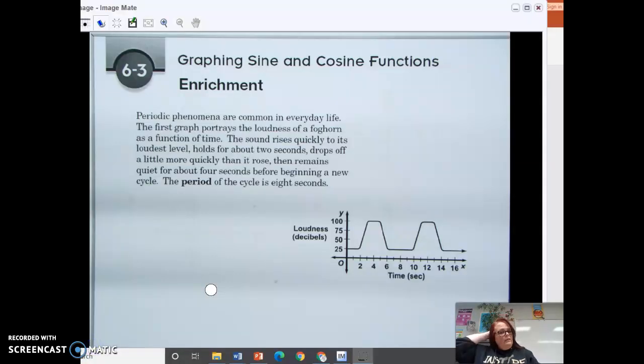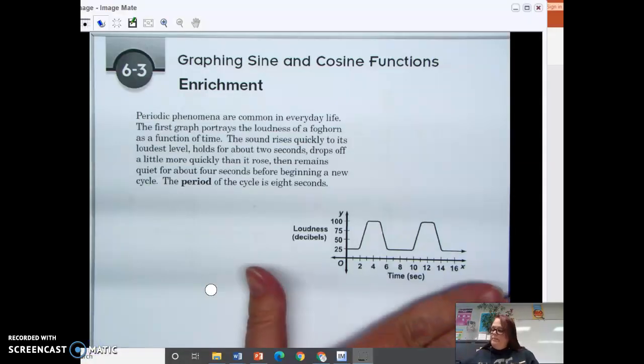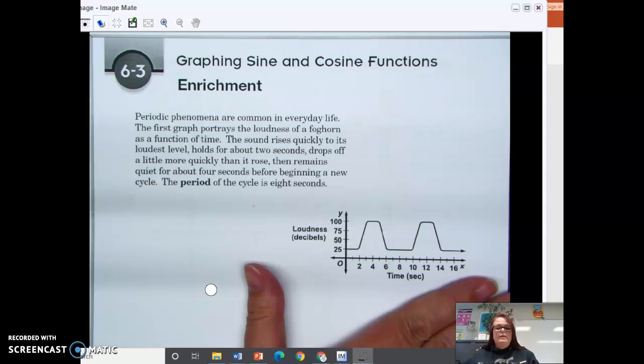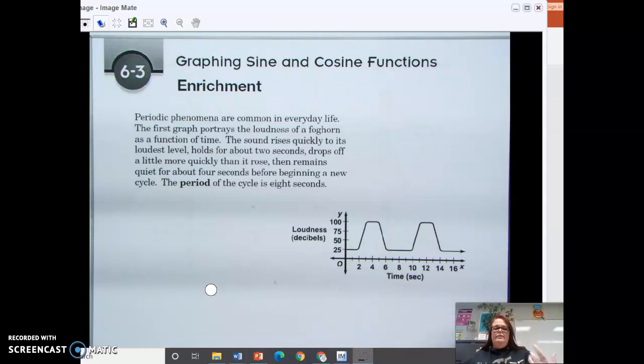So what that can look like is, for example, this is representing a foghorn. So imagine if you're sailing on the coast and there's a lighthouse and there's a bunch of rocks, they have this foghorn to let you know where the rocks are located. So it says periodic phenomena are common in everyday life. So the first graph portrays the loudness of a foghorn as a function of time. So remember, the foghorn spins around. So when it's pointing at the boat, it's going to be its loudest. And when it points away from the boat, it's going to be at its quietest.